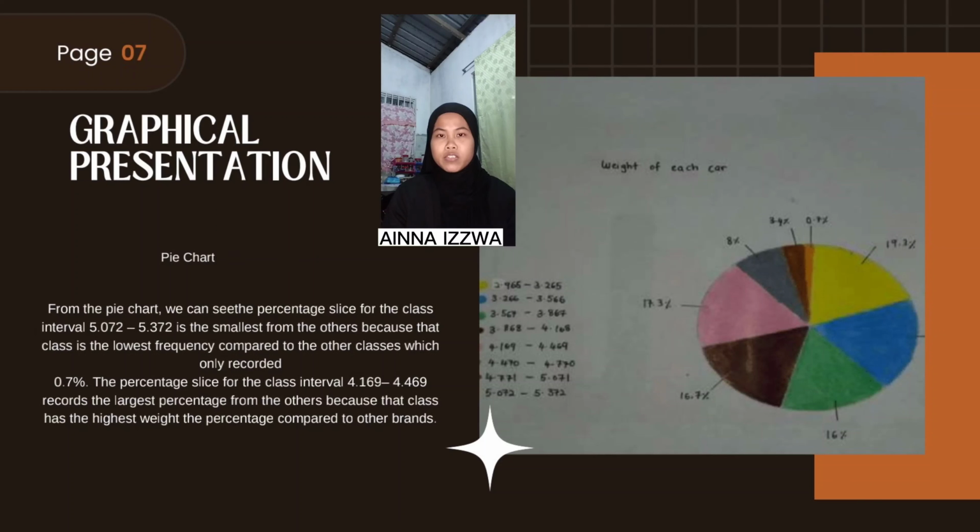The percentage slice for the class interval 4.169 to 4.469 records the largest percentage from the others because that class has the highest weight, the percentage compared to other brands. That's all from me.